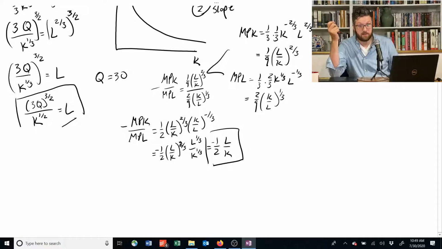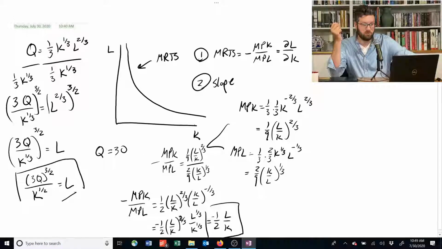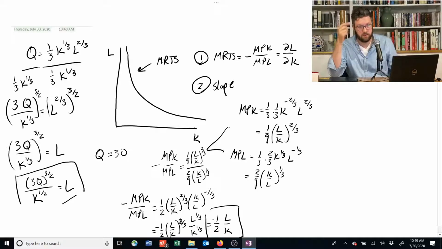Notice that in this case, the marginal rate of technical substitution changes for every value of L and K, which is what you would expect looking at this figure. Okay, as you change K, the MRTS changes as well.